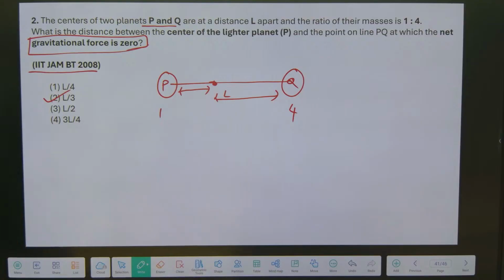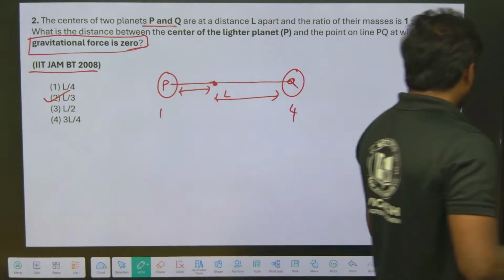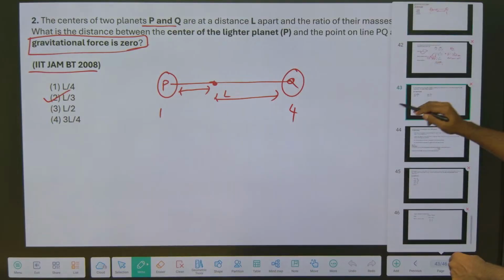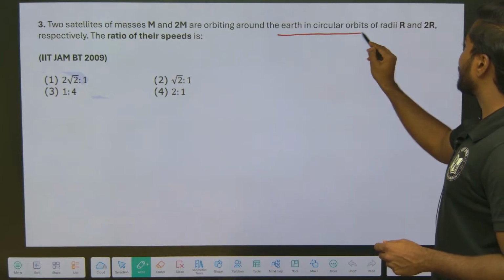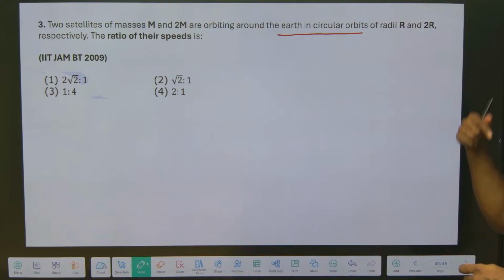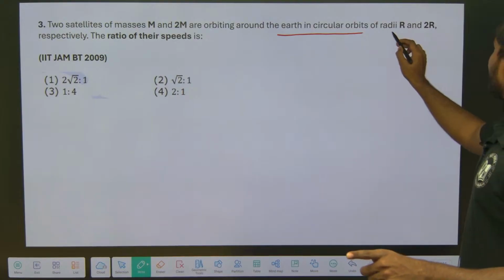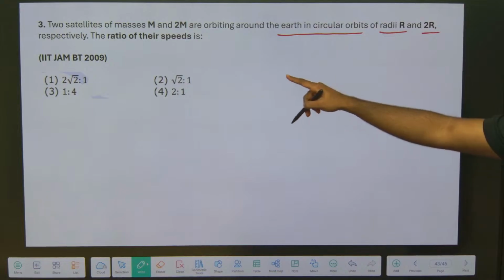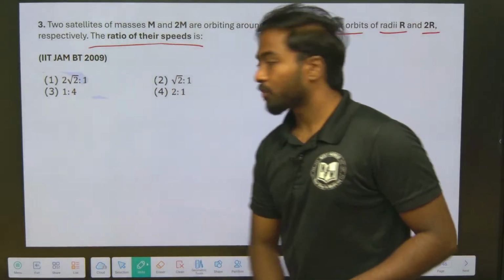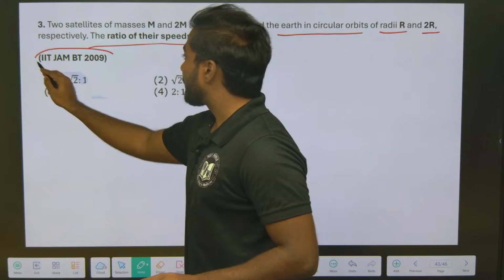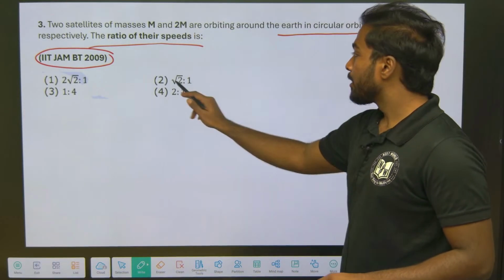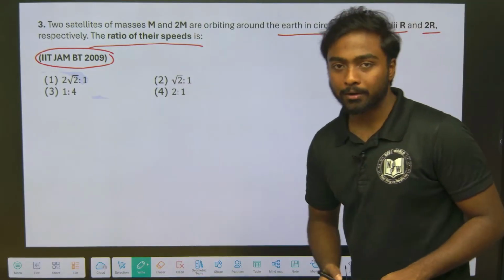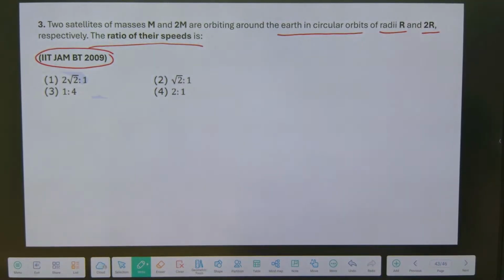Yes. So, let me go for the next question. We will see who is going to give the answer. Two satellites of mass m and 2m are orbiting around the Earth in circular orbits of radius r and 2r. They are asking for the ratio of their speeds. This question is from IIT JAM BT 2009. What is the answer? 2√2:1, √2:1, 1:4, and 2:1. So give the answer for this question, we will see.